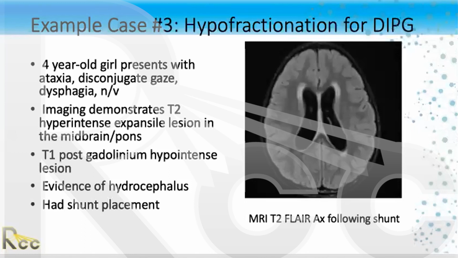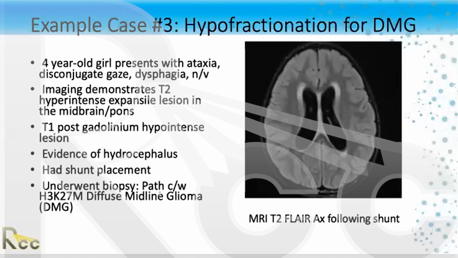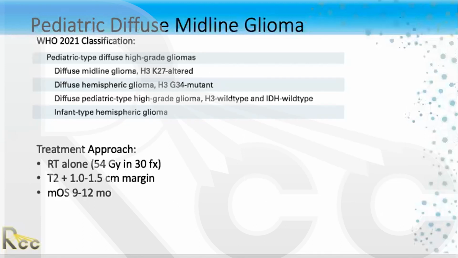So this patient was shunted, first and foremost, to manage her acute issues and had some symptomatic improvement, and had a biopsy. Not all these patients get a biopsy; radiographic criteria can be sufficient, and certainly there's some risk associated with biopsy in some instances. Nevertheless, this patient underwent biopsy, and this showed an H3K27M diffuse midline glioma. And this, again, per WHO classification, is within the realm of high-grade gliomas.